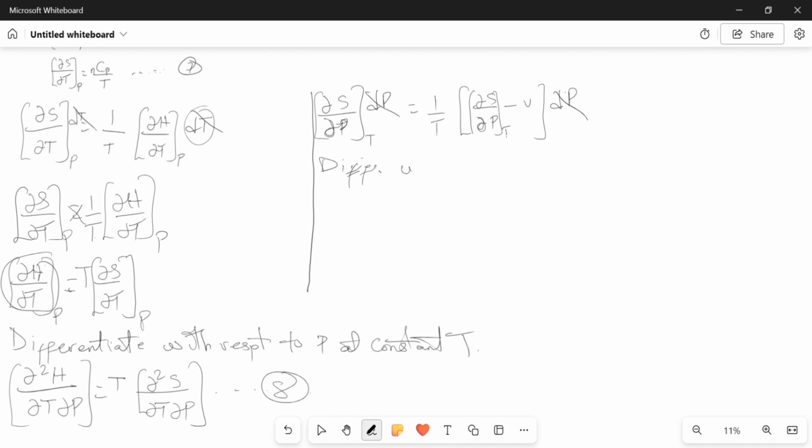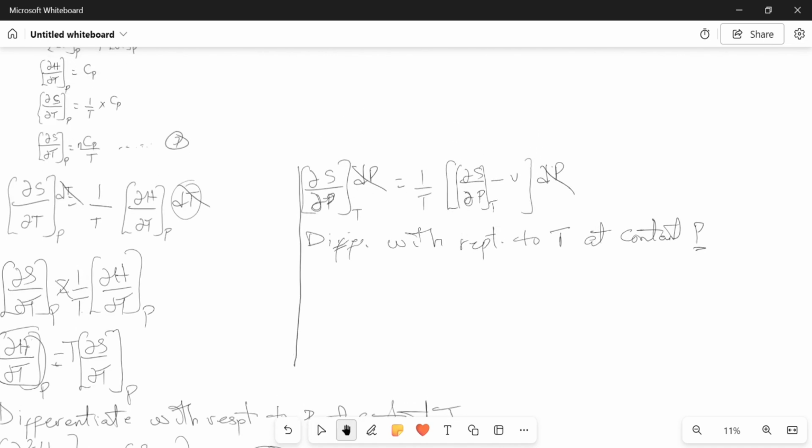Now it's not with respect to p any longer, it will be with respect to temperature. So we're differentiating with respect to temperature at constant pressure. Now what is constant here is pressure. So before I differentiate, let me make my dh over dp the subject of the formula. Okay, I think there is a mistake here.